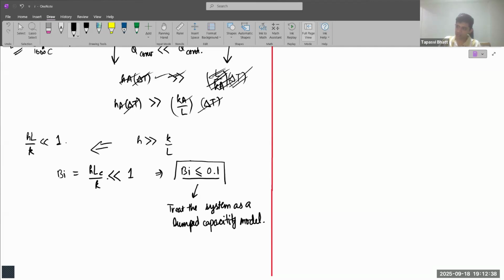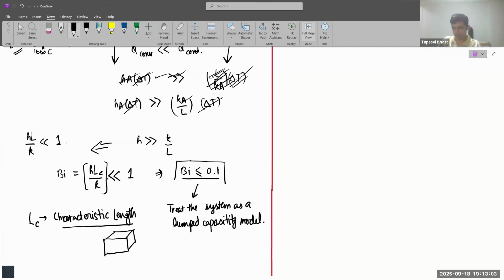That the Biot number is hLc over k. Why am I writing Lc and not L? Because Lc is the characteristic length. Because it is not always a plain ball, right? It can be a cuboid through which the lumped heat capacity model is acting. In such case, how do you define the length? It cannot be just the breadth. It cannot be just the length or the height, right? So there is something called characteristic length. What is it? We are going to discuss.